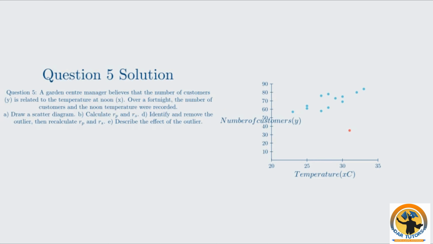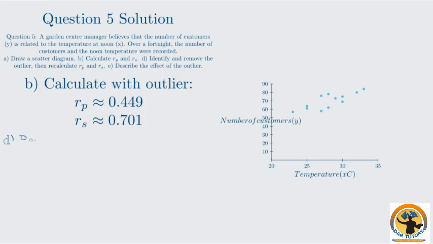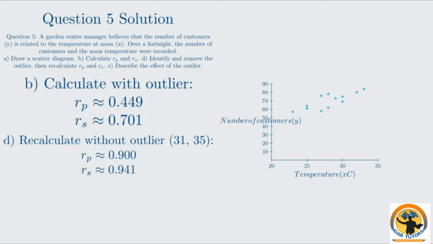We will now calculate r_p and Rs both with and without this outlier to see how it impacts the correlation. First, with all 13 data points, we find r_p is approximately 0.449 and Rs is approximately 0.70. Now, we remove the outlier (31, 35) and calculate the coefficients for the remaining 12 data points. After removing the outlier, the correlation coefficients increase significantly. r_p jumps to 0.900 and Rs jumps to 0.941.